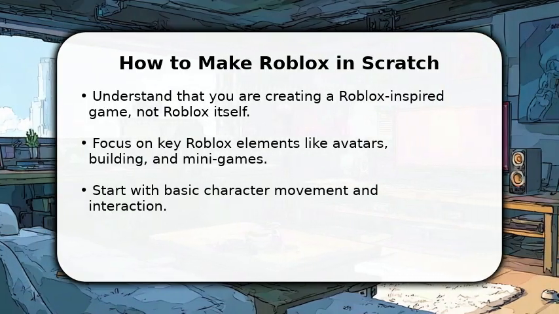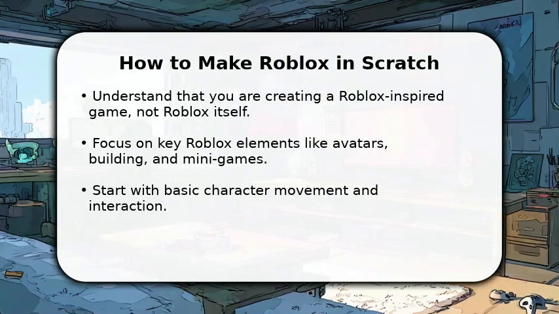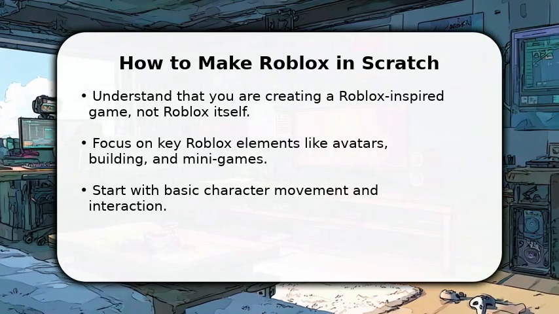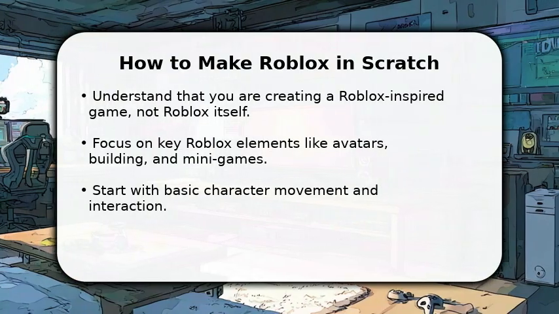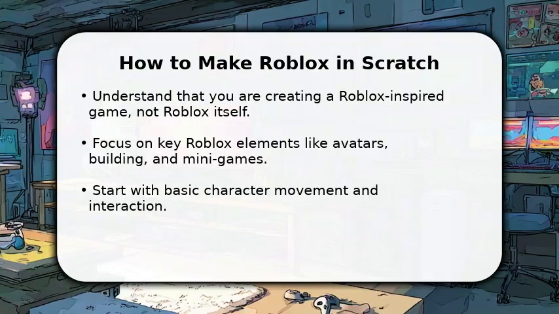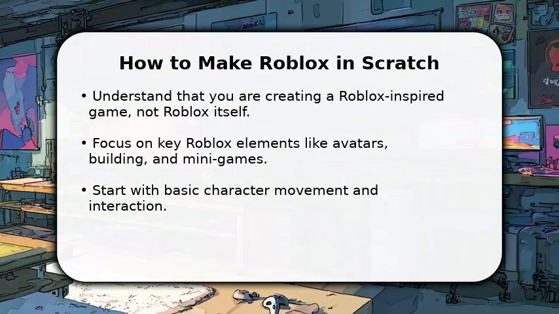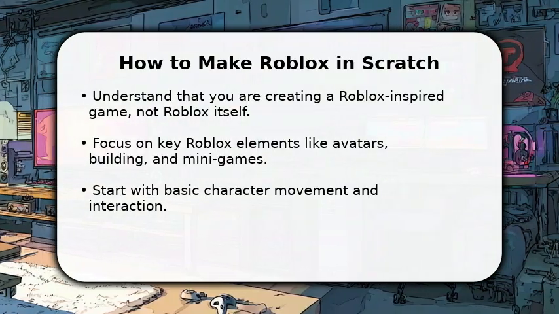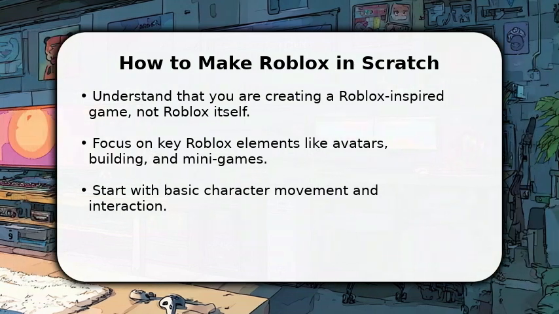Start by creating a player sprite with basic movement controls, like using arrow keys to move left and right and the spacebar to jump. Focus on smooth animation and collision detection with the ground. This foundational step is crucial for any interactive game, setting the stage for more complex features later on.